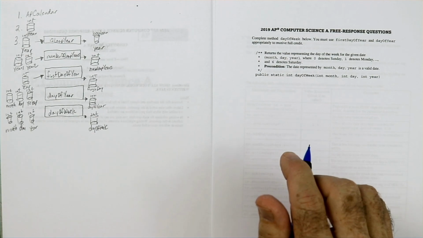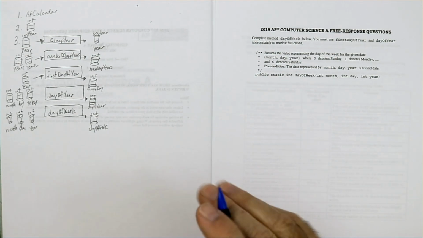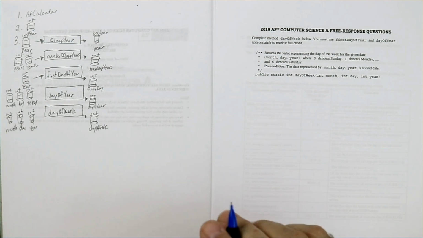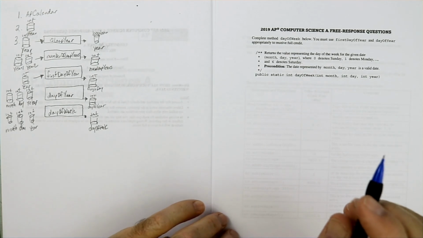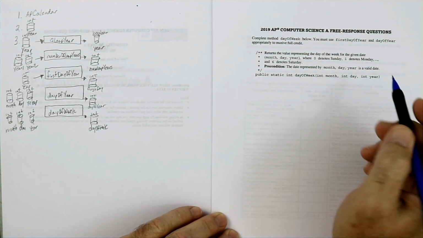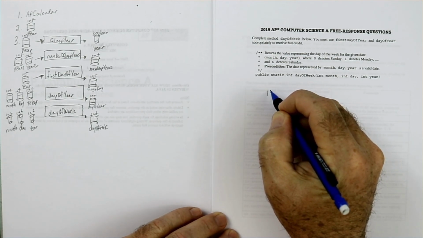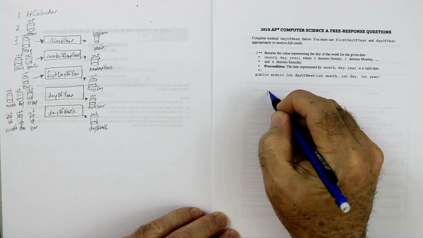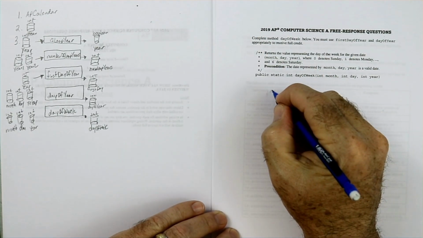However, the day doesn't always start on 1 or always on Sundays. Maybe it starts on a Tuesday, so you have to add the day it starts to your total. All right, so let's think about this. The very first thing we have to get is the first day of the year. Let's start with the first day of the year.